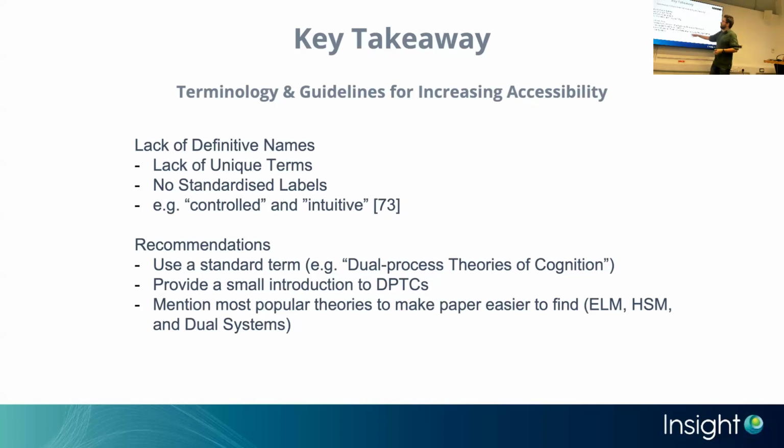Then we had papers like this one here that would just pick their own terms. So they would call it controlled and intuitive. And even though there's 42 theories, none of them use that combination of controlled and intuitive. So please don't do that. So what can we do?